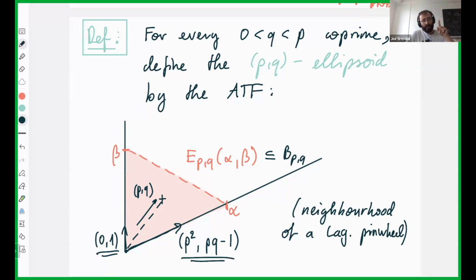If I draw now, this just gives me some sort of cone. And if I now draw a branch cut in the direction (P, Q) with one node, I get a legitimate ATF base. And this is the space that I look at. And inside of it, as before, we take the triangle of side lengths beta and alpha.